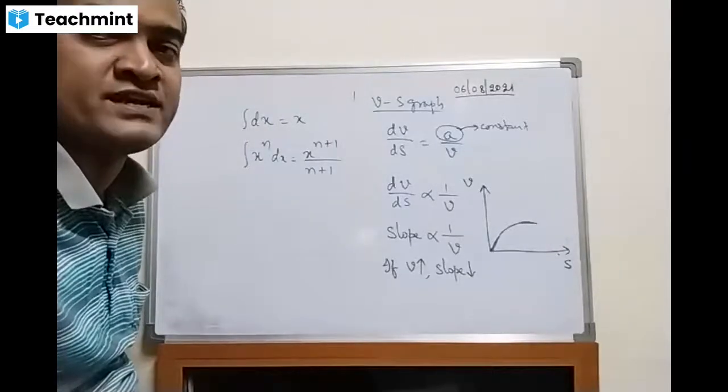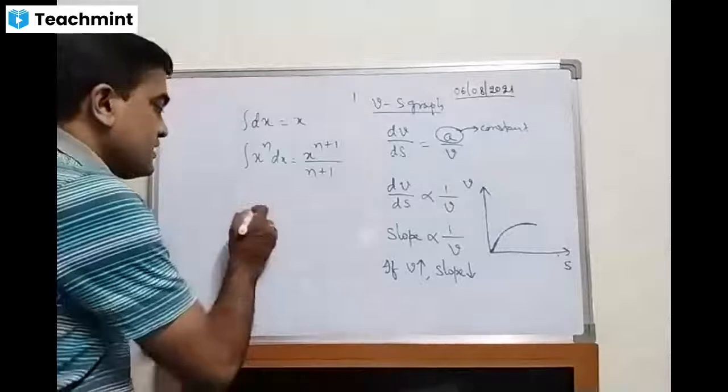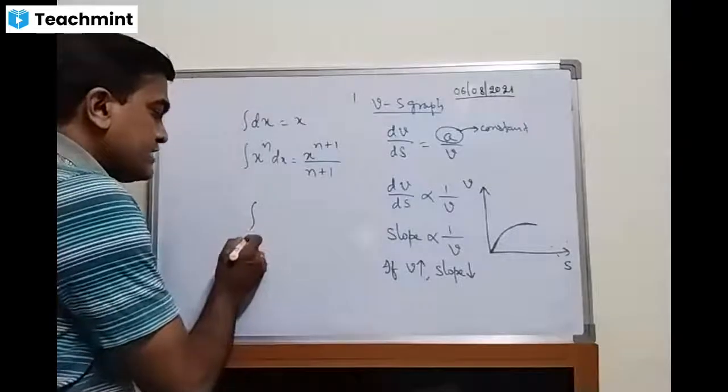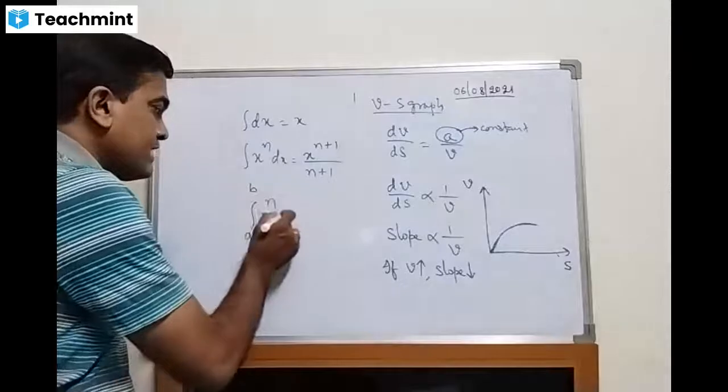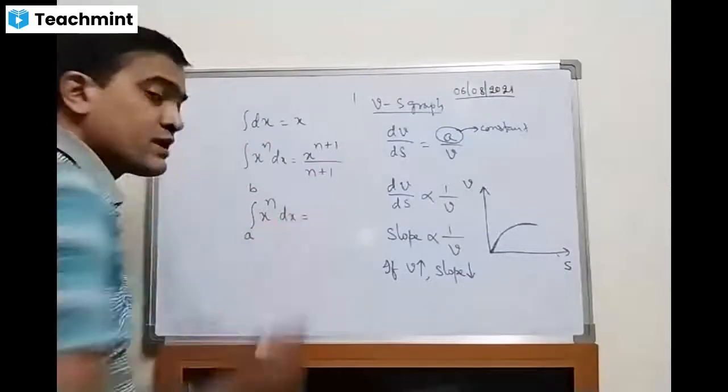Now if I put the limits, lower limit and upper limit, it is called a definite integral. For example, if I put integral a to b x to the power n dx, then how can you write this?